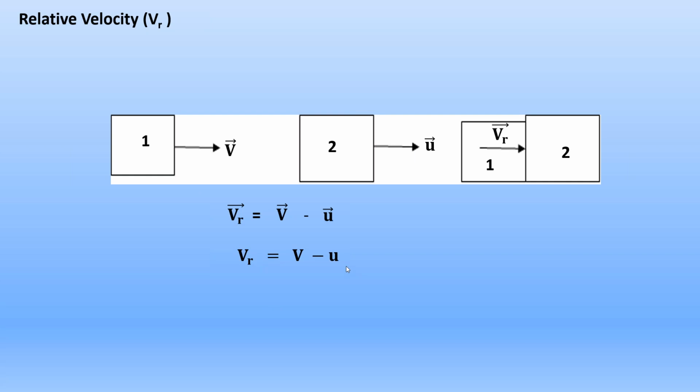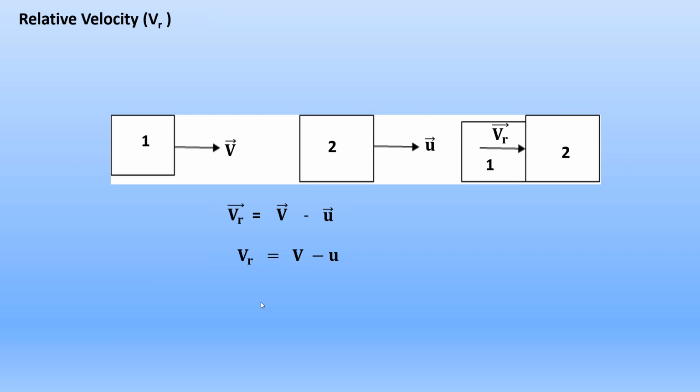So, please understand this. If both the first body and the second body are in the moving condition, the first body strikes the second body with relative velocity, not with the absolute velocity. VR bar is the relative velocity of the first body with respect to the second body. That VR bar is equal to V bar minus U bar. If all the velocities are in the same direction, then VR is equal to V minus U. So this is the concept of relative velocity.